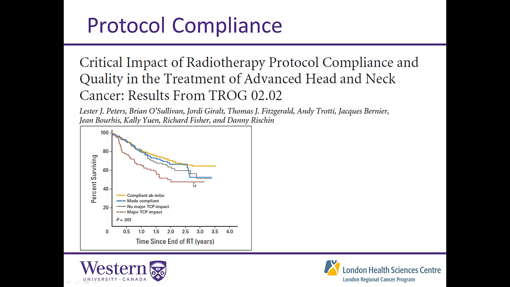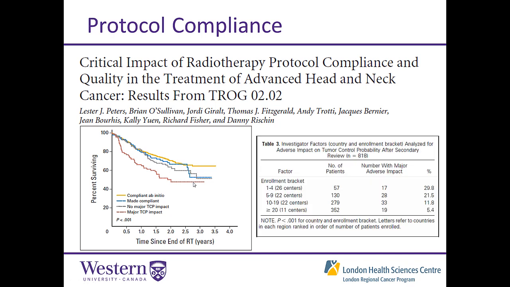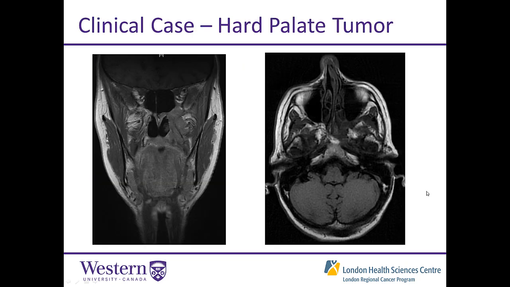Interestingly, the study also showed us that practice makes perfect. The high volume centers, those enrolling 20 or more patients, had a very low rate of plans with major deficits, only 5%. But in the low volume centers, enrolling only 1 to 4 patients, the rate of major deficits was much higher at 30%.